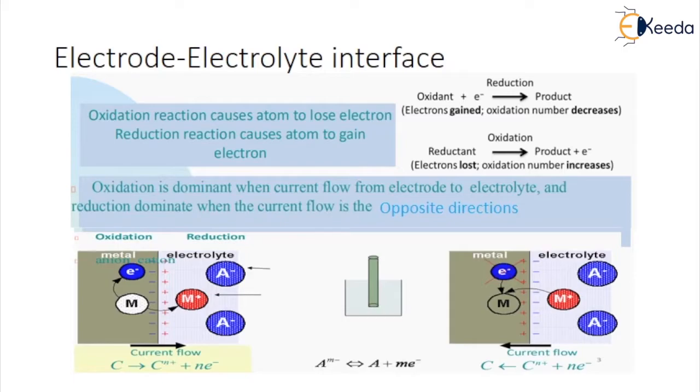As shown on the slide, an oxidation reaction causes an atom to lose an electron. A reduction reaction causes an atom to gain an electron. Oxidation is dominant when the current flow is from electrode to electrolyte, and reduction is dominant when the current flow is in the opposite direction. The reactions of reduction and oxidation are shown on the screen.